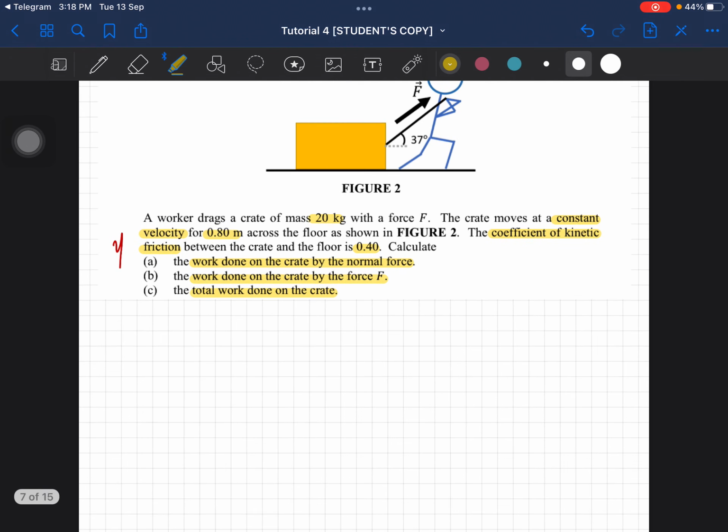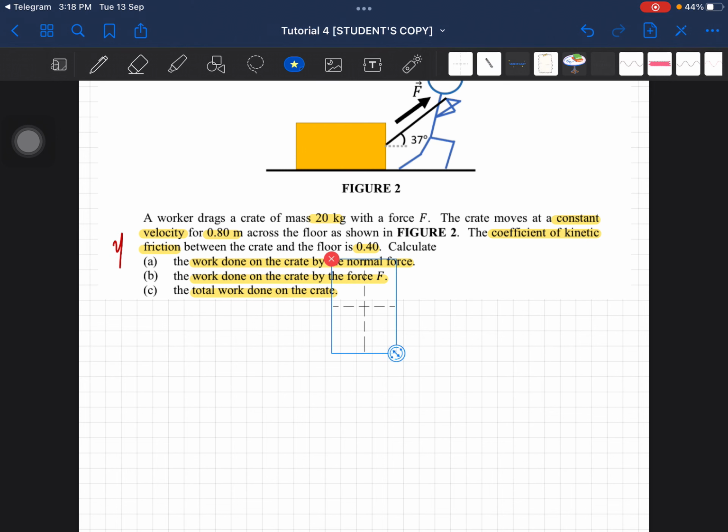So firstly, what we need to do, remember we always need to draw a free body diagram.